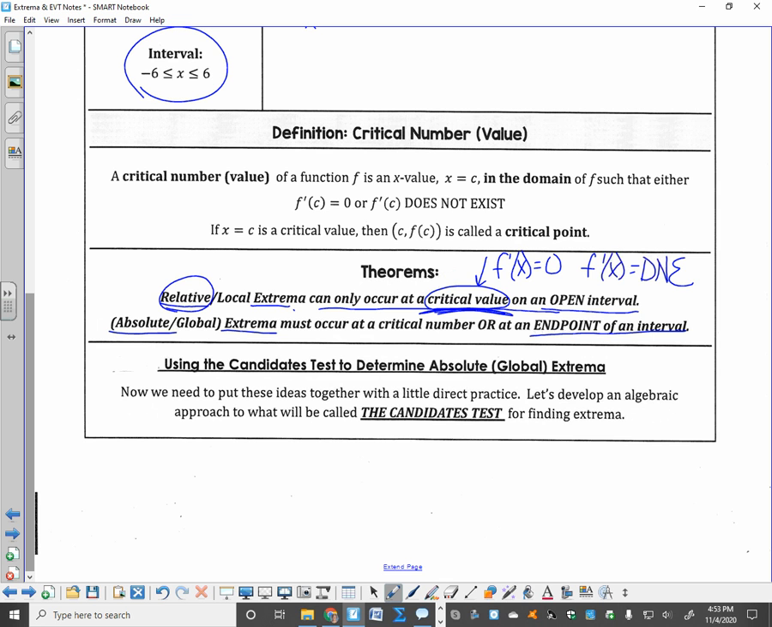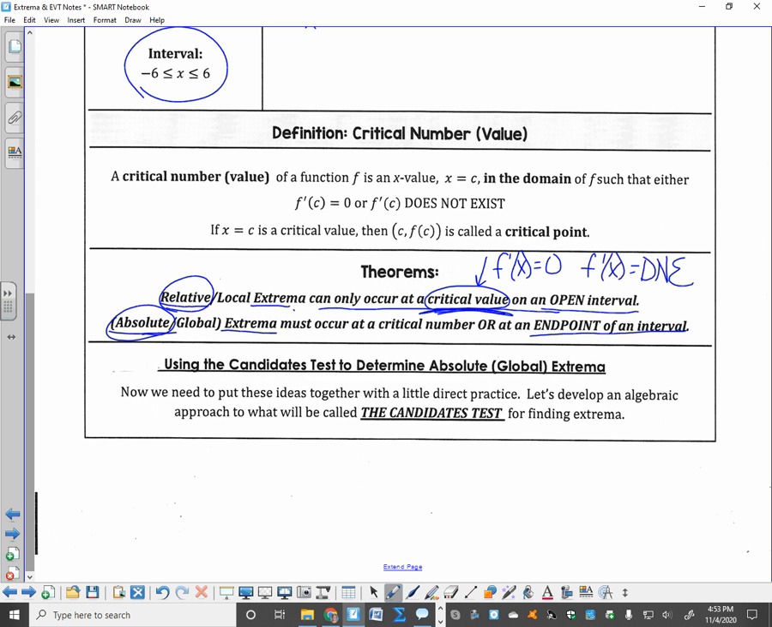Now, for relative, that can only happen inside the interval, and for absolute, it can also happen at endpoints. So now we're going to talk about a candidates test, and this is ridiculously important. We're going to use this like 10,000 times over the next, I don't know, month. So a candidates test to determine an absolute extrema.